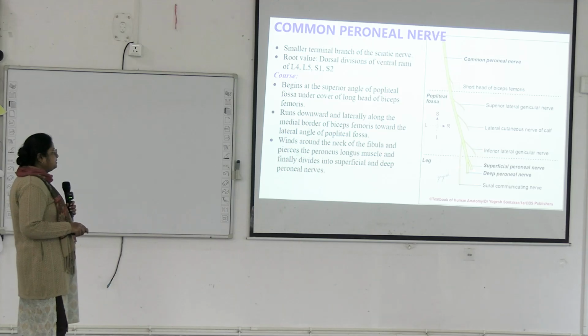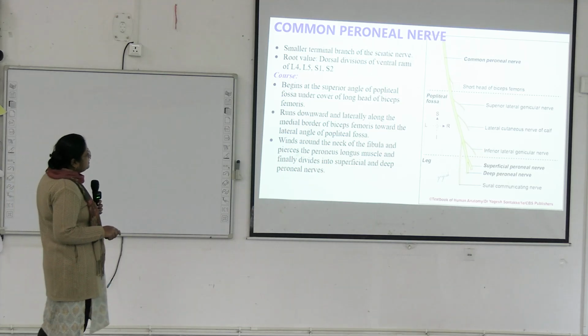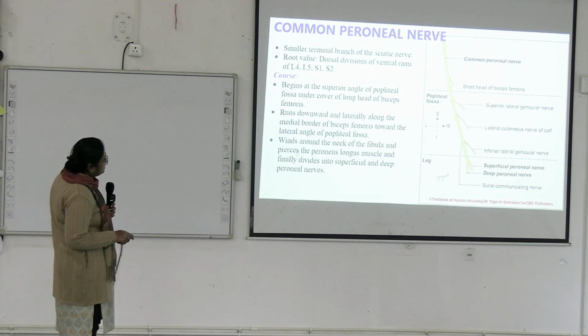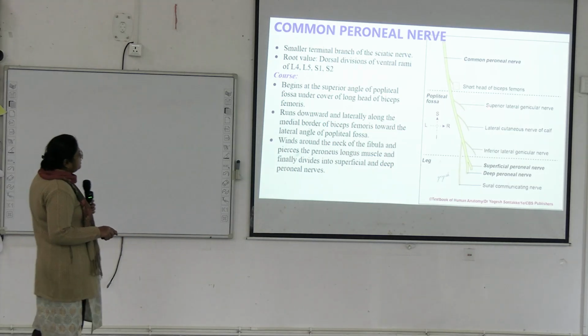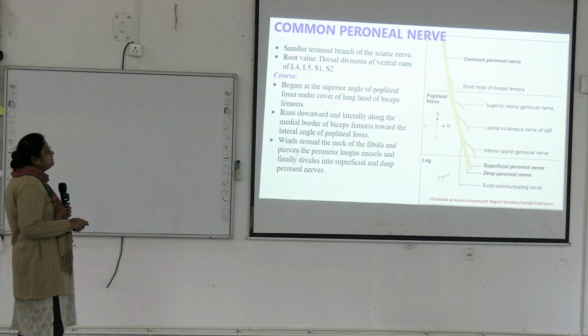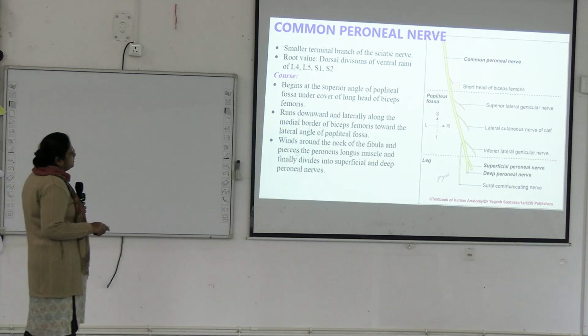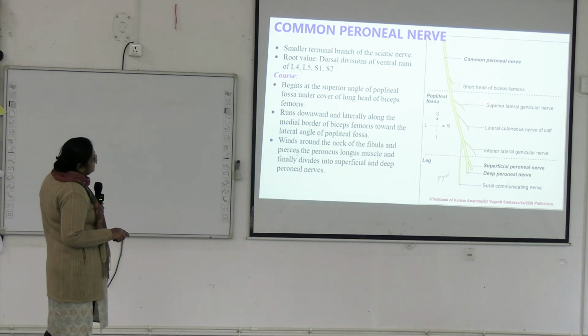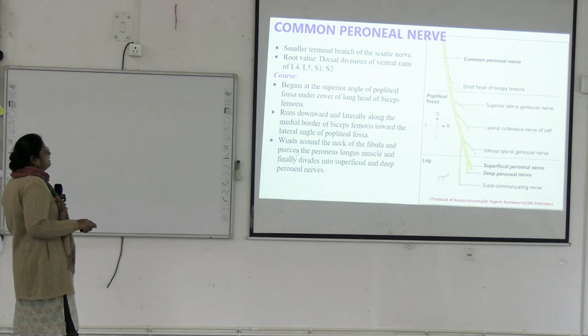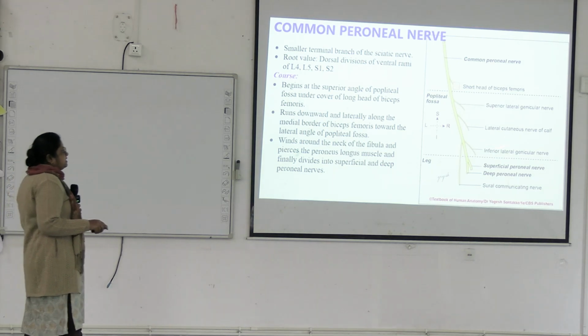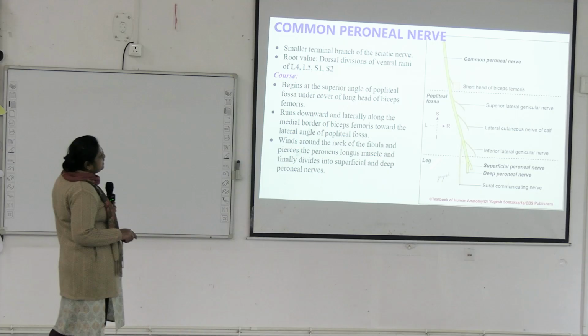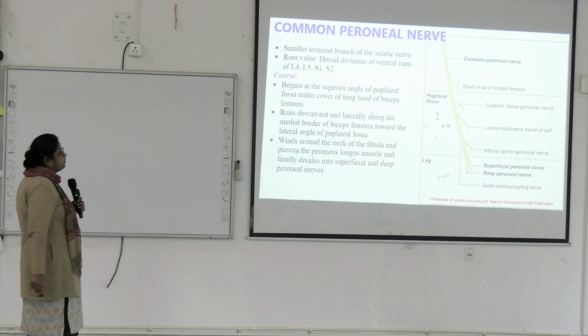These are the terminal divisions, superficial and deep. And you can see it is giving a branch from the lateral side to the short head of biceps femoris. Next, in the thigh, the upper and lower part of the thigh, these are the genicular branches: superior lateral genicular, lateral cutaneous nerve of thigh, cutaneous branch, inferior lateral genicular, and another cutaneous branch, the sural communicating.